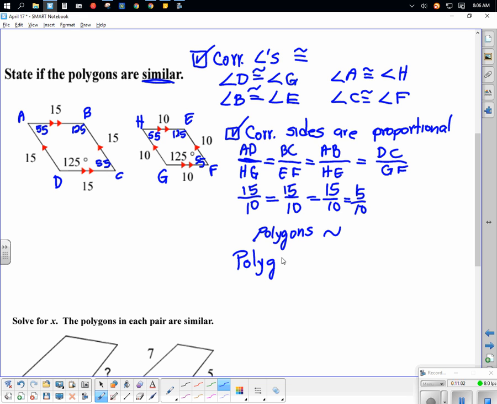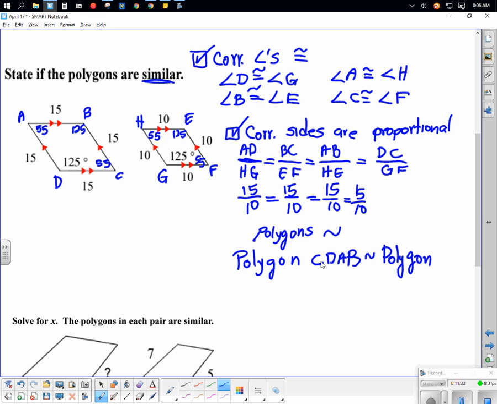Okay. Now, if you want to write the similarity statement, you can say polygon and name the first one. For the first one, you pick any order you want. Okay, so let's say, I'm sorry, not E, C. So that'd be C, D, A, B. So let's choose C, D, A, B. And that is similar to polygon. Now for the second one, you don't pick any order you want.